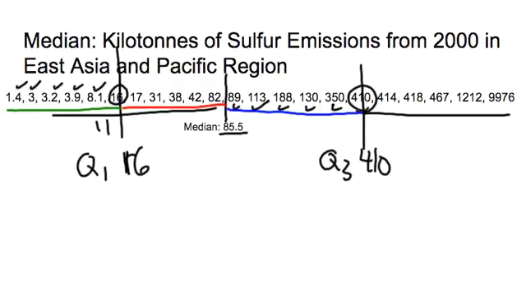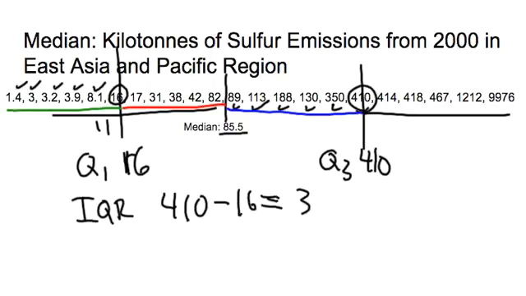Okay, the interquartile range for this would be 410 minus 16. So that's going to be 394.